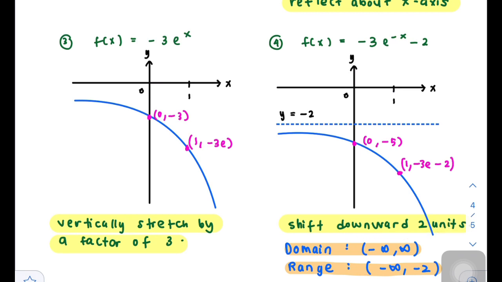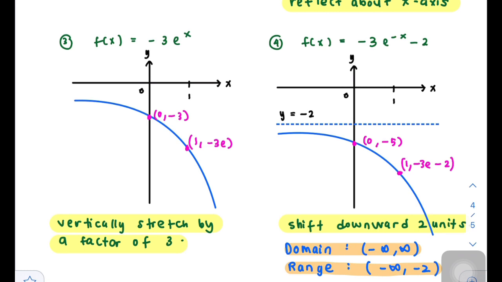So what happens to the domain and range? Domain is all the x values. You have the graph here for all x values, so the domain will be all real numbers, or negative infinity until infinity. And then the range, you have the negative side of y, starting from negative infinity up until here, which is negative 2. So negative infinity up until negative 2, this is excluded because this is the asymptote. Your graph never crosses or touches this asymptote line.